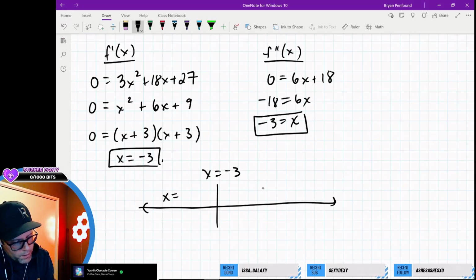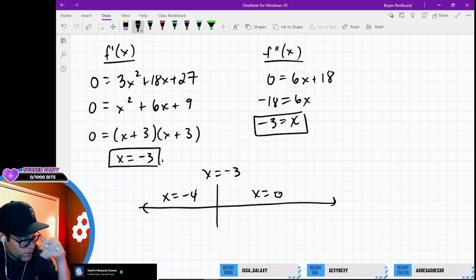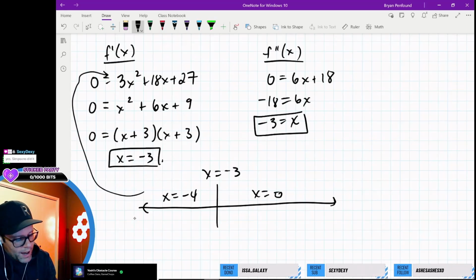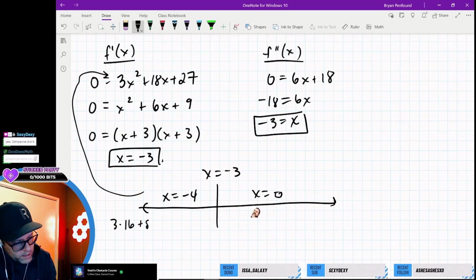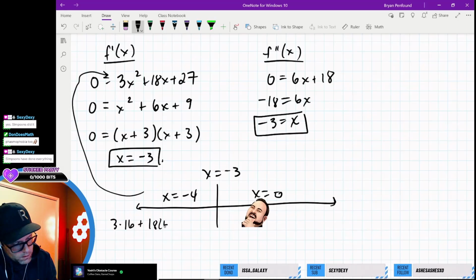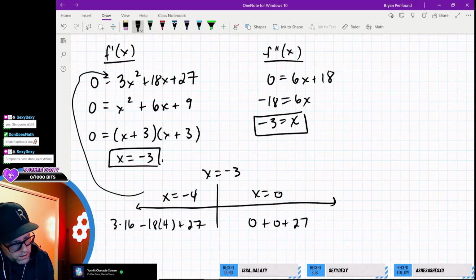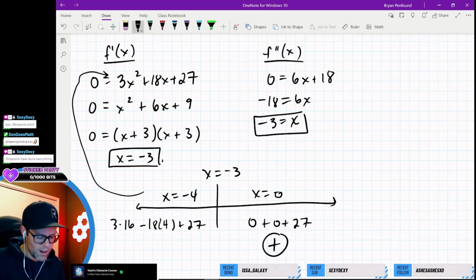So I might throw in a couple of values, like we could pick 0 and maybe negative 4. And we'll just throw that into our first derivative, which is up here, and just check the sign, right? So 3 times 4 squared is 48 plus 18 times negative 4. Plus 27. This should come out to be 0 plus 0 plus 27. So this should be positive in this region.